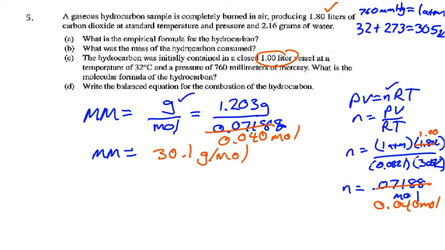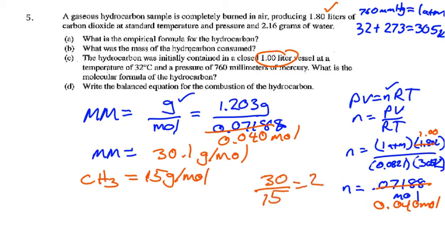And since our empirical formula was CH3, and that's 12, 13, 14, 15, that's 15 grams per mole, then I would say clearly 30 divided by 15 is 2, so our formula really should be C2H6.